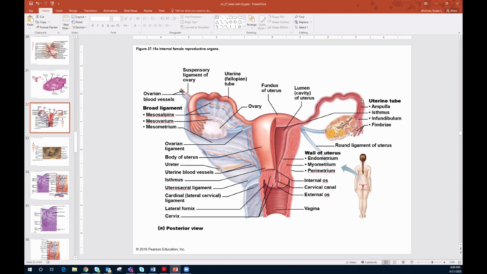So peristalsis will move the oocyte along, hoping that it meets a sperm somewhere in this fallopian tube. Okay, we good?